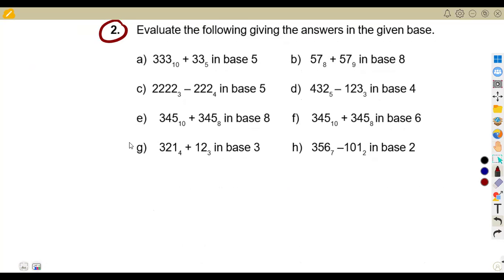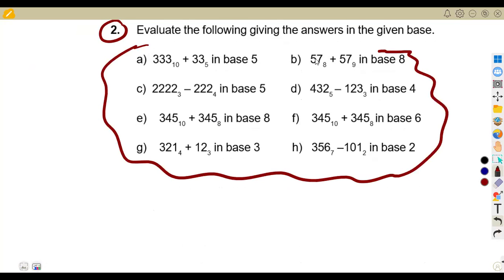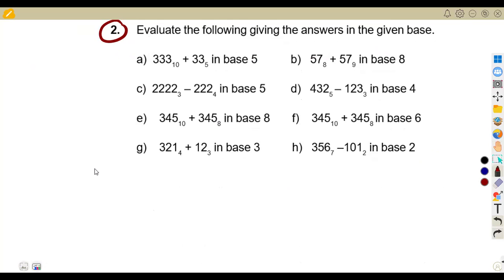Then we've got the condition. Remember, I was saying that the bases are supposed to be the same. But if we check what we are having here, we are having a condition where the bases are now different. The bases are now different. Take note. We are having a number in base of 10, a number in base of 5, and the answer is needed in the base of 5.